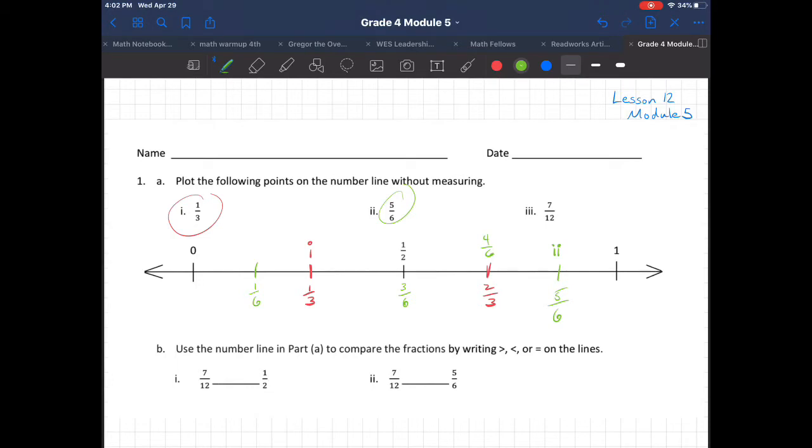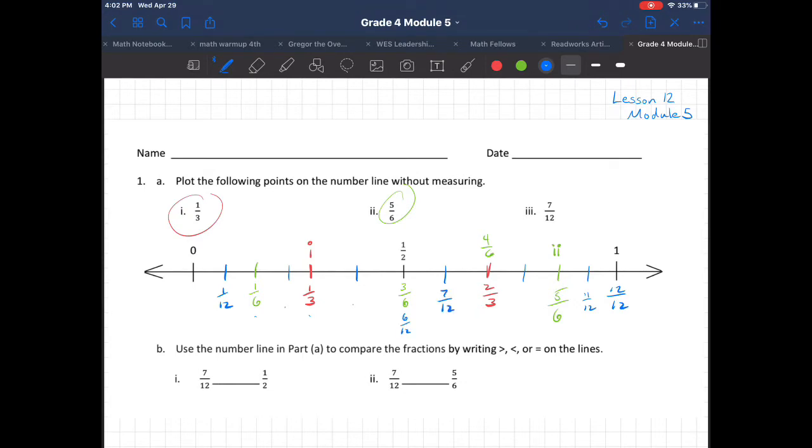And then 7/12. Twelfths are the ones that come between the sixths, right? So 1/12 would be all the way down here. This would be 12 twelfths, so 11/12. Right there, where's 7/12. 1/12, 2/12, 3/12, 4/12, 5/12, 6/12. 6/12 makes sense because that's half.